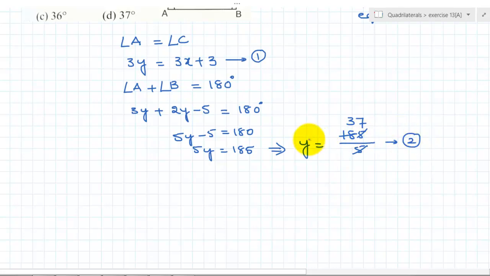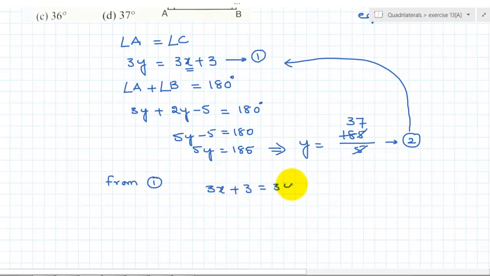Now substitute the value of y in equation number 1, so that we can easily calculate the value of x. So from equation number 1, we can write 3x plus 3 is equal to 3y.